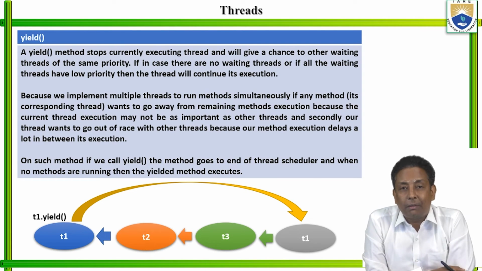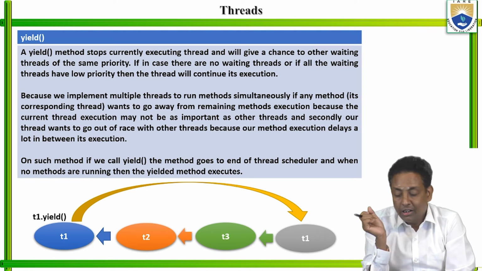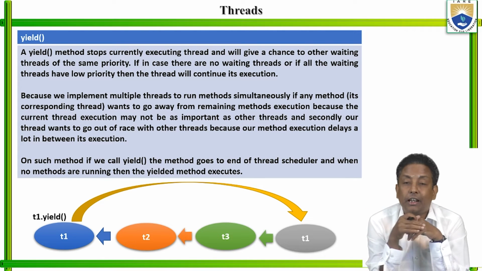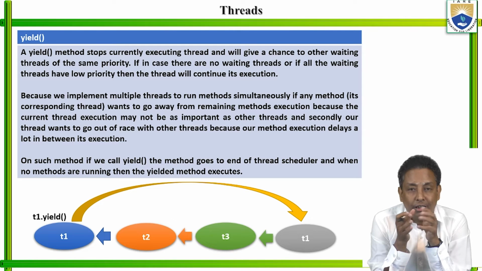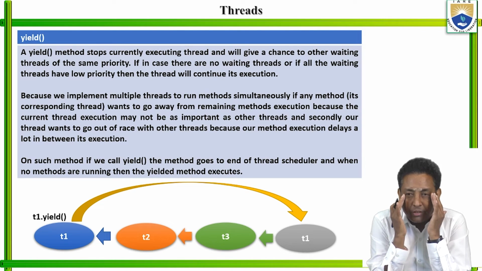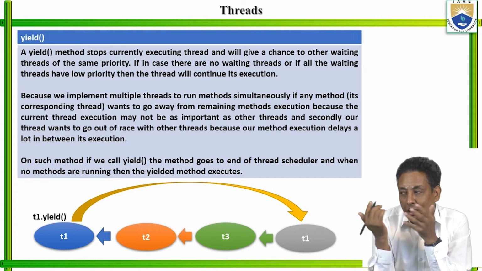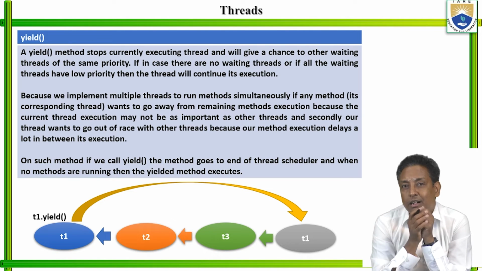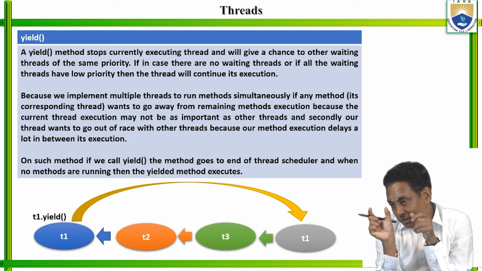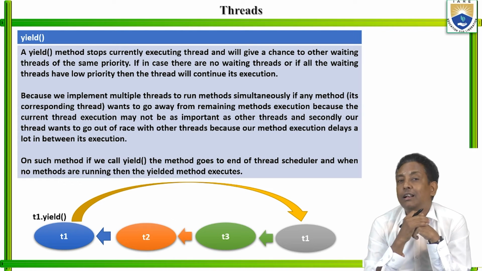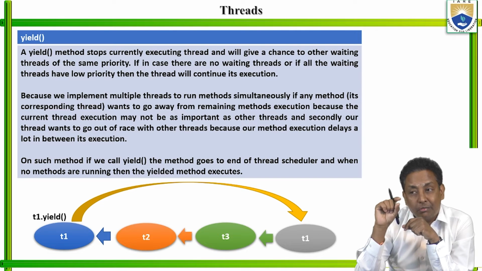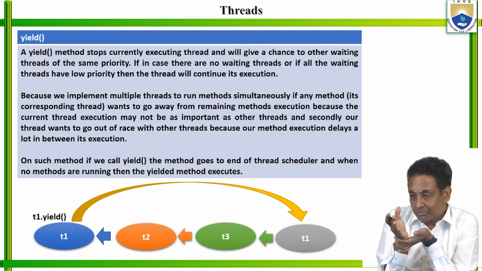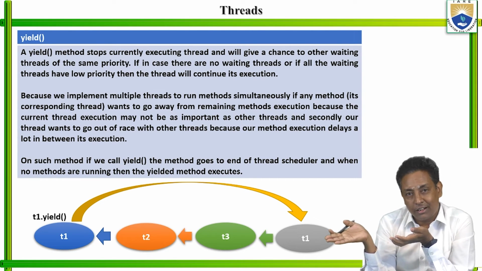Coming to two more important methods in the Thread class, these are yield and join. As I mentioned previously, while implementing threads, as a developer you should always keep in mind how you are communicating with the thread scheduler. The moment you create a thread object, you call the start method. What does t1.start or t2.start, the method calling statement, mean? You are requesting the thread scheduler to please register my thread along with other threads.